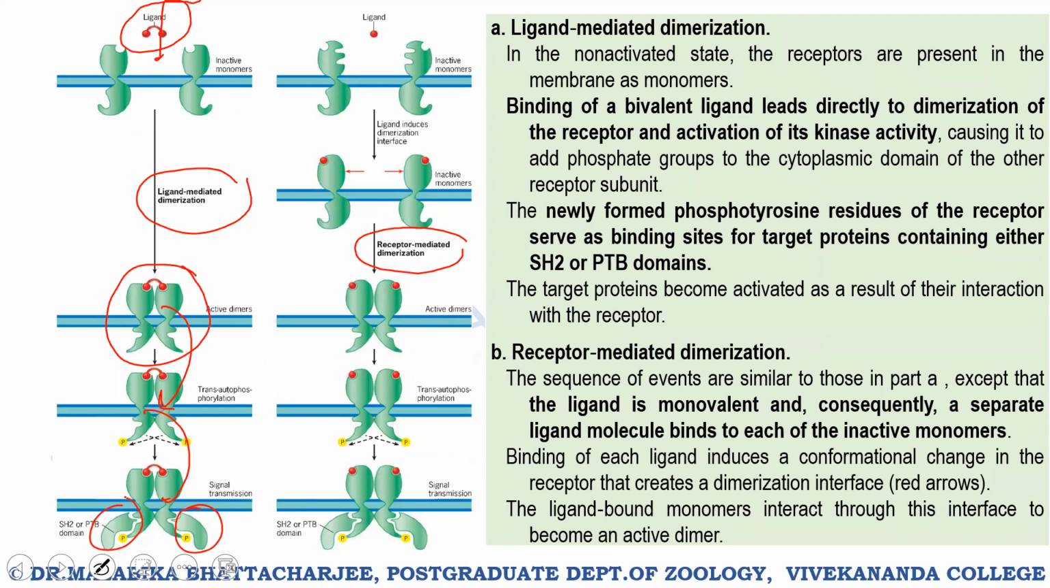On the right side, what we are seeing is the receptor-mediated dimerization. In case of receptor-mediated dimerization, this is the ligand, and the ligand is now binding with the receptors. The receptors are inactive. So initially, the ligand is binding with the receptors. The ligand binding initiates a conformational change in the receptor, as a result of which the receptors can now dimerize.